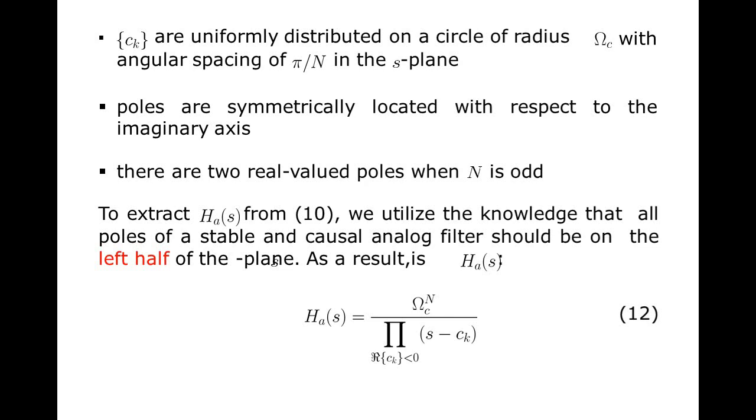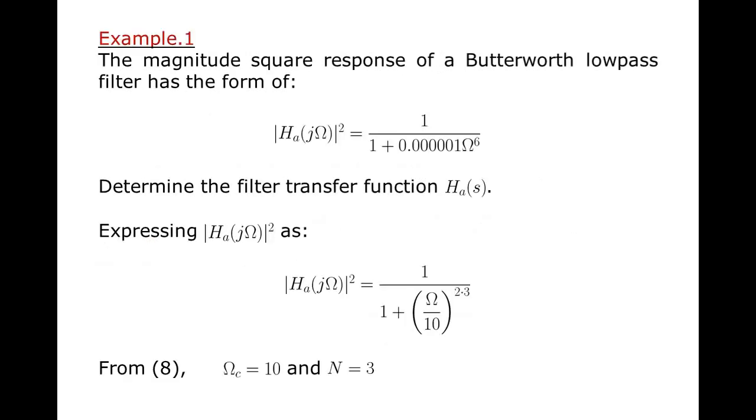So to design the stable and causal analog filter, the HA of S will be ohm c raised to n upon the product of S minus Ck, where Ck should be less than 0 because it should be stable and causal. See example 1, that will give you the idea how to design.